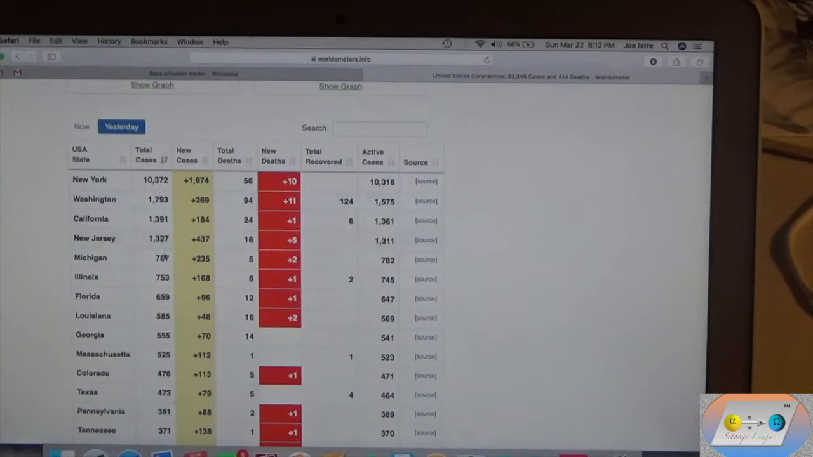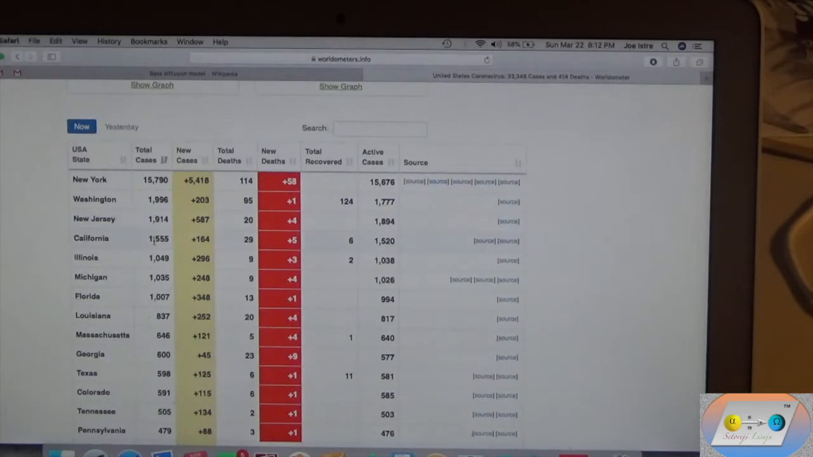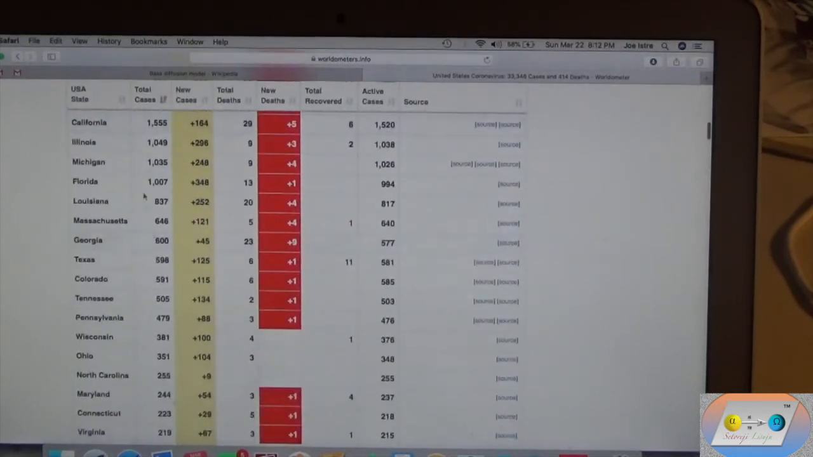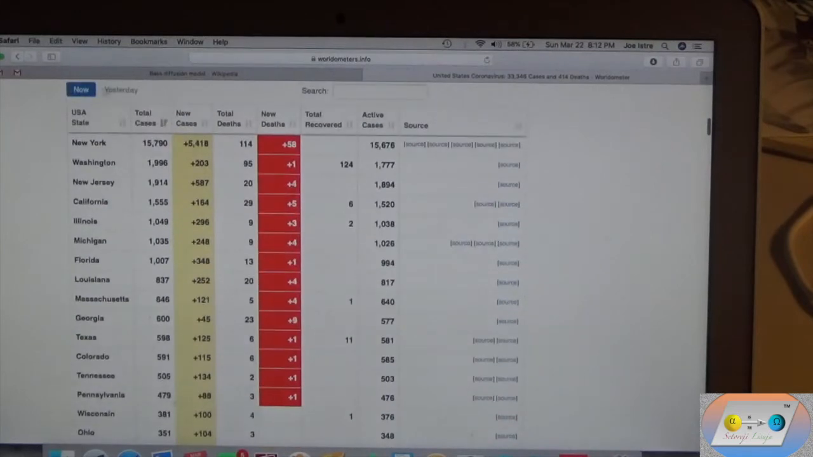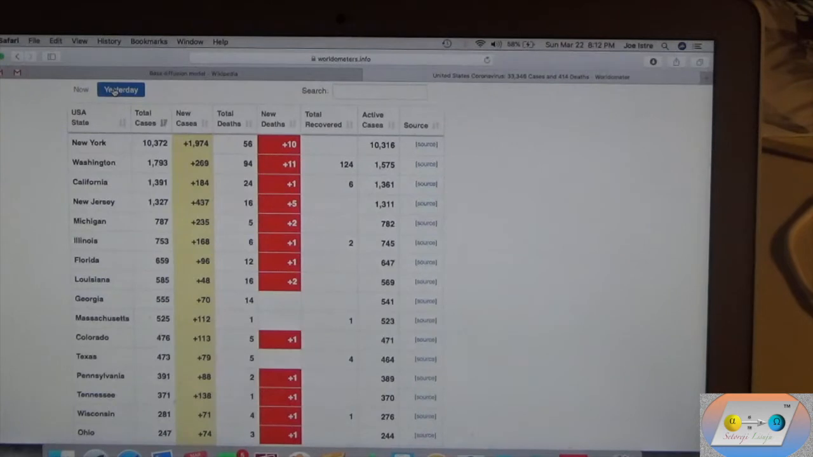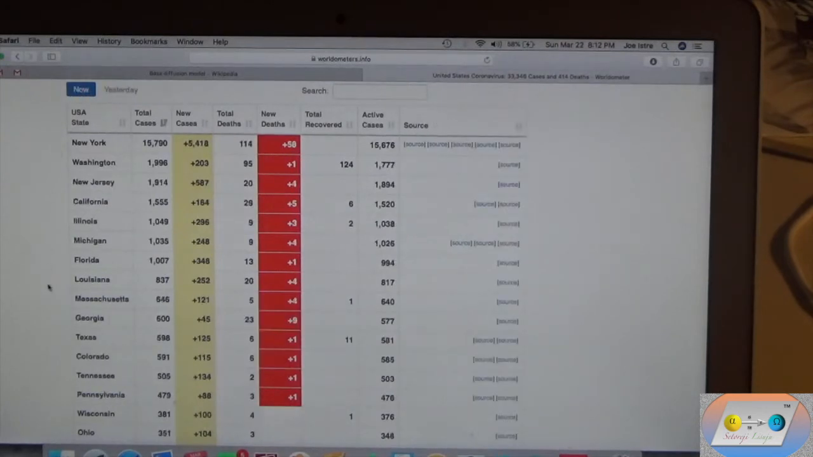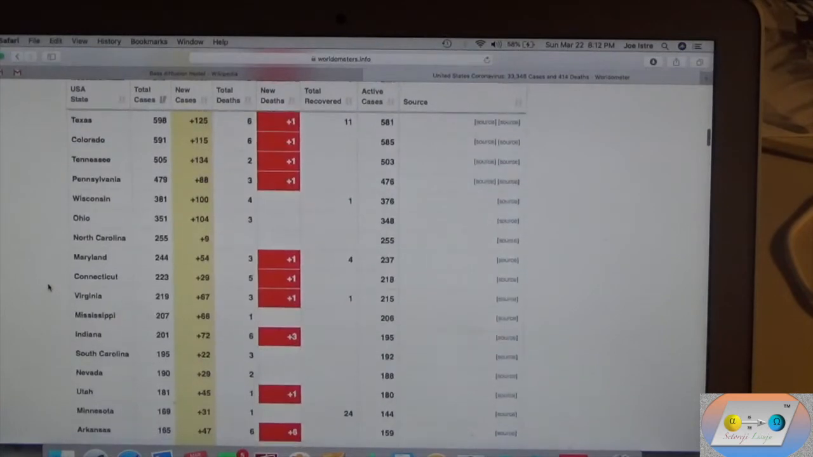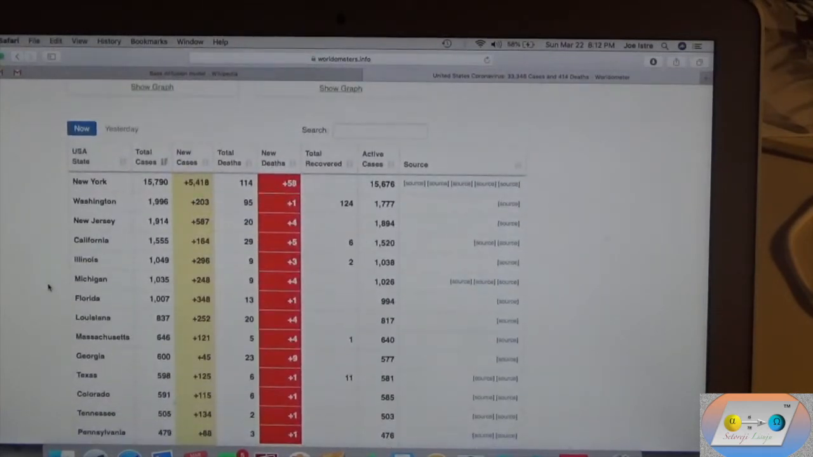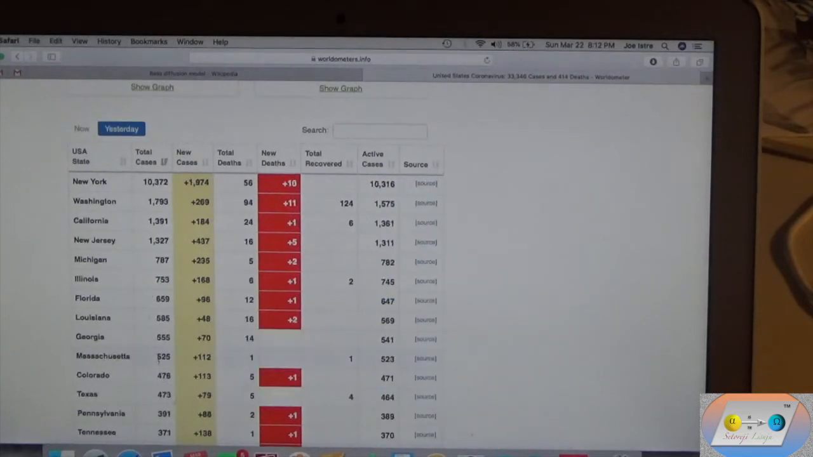You see all the other states look about normal changes, nothing weird. Like say Washington, 1793 yesterday, and then 1996 today. That doesn't sound too much out of the ordinary. So California, today is 1555, yesterday it was 1327, okay. For a big state, that's not bad. Let's just look at Texas, 598 today versus 473 yesterday. That sounds about right.